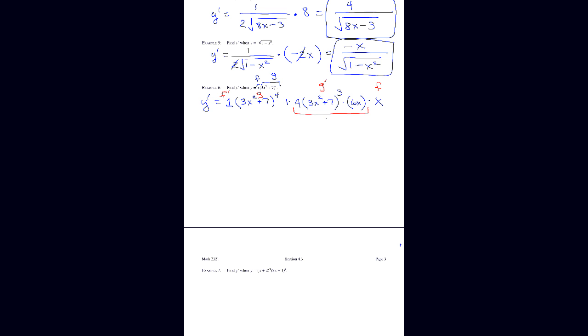Now we have to simplify. So let's simplify this one. So this is going to be 3x squared plus 7 to the 4th power plus, I'm going to say 24x squared times 3x squared plus 7 cubed.